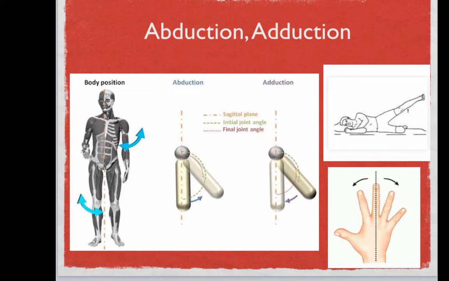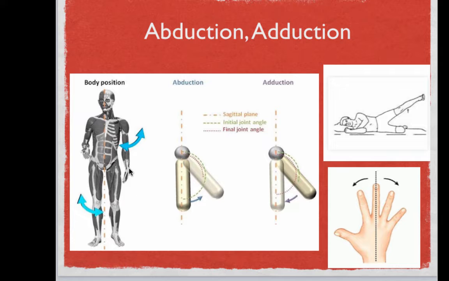Next up, we have abduction and adduction. Abduction is, again, we see the midplane of the body here. If a body part is moved outwards away from the midline of the body, that's called abduction. The opposite motion is adduction, taking the body part and moving it back in towards the center of the body.